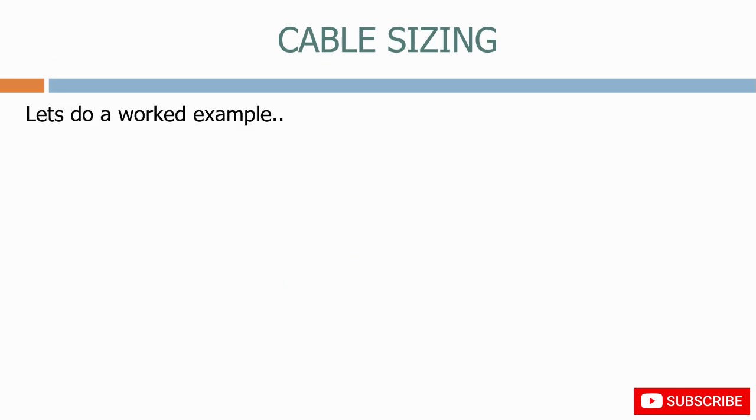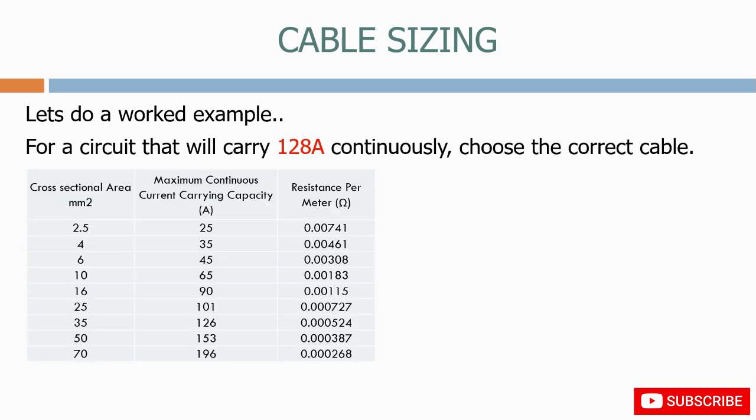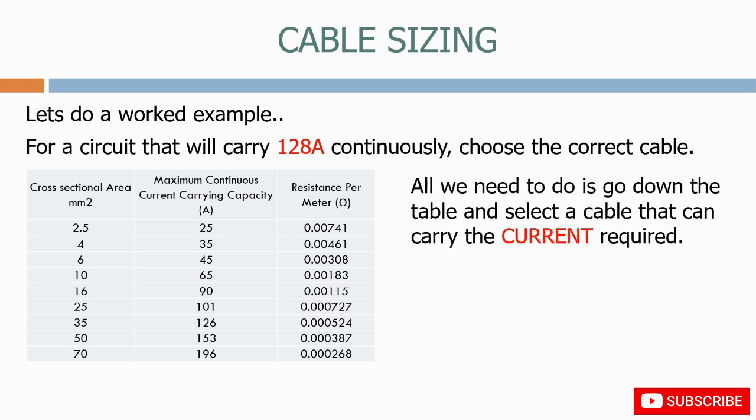Let's do a worked example. For a circuit that will carry 128 amps continuously, choose the correct cable. Here we have the table from before. All we need to do is go down the table and select a cable that can carry the current required.